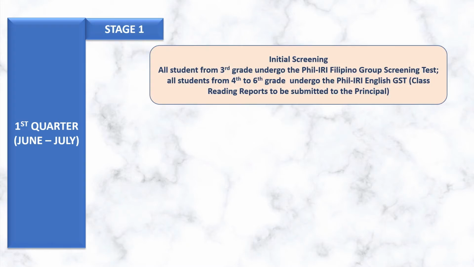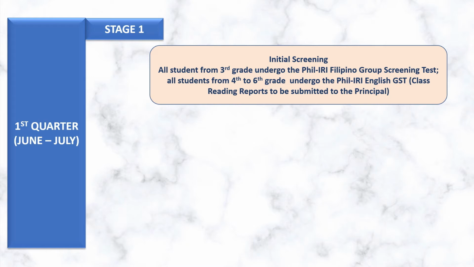The Phil-IRI is administered in 4 stages. The first stage is the initial screening of students using the Phil-IRI group screening test. This is conducted on the first quarter. In initial screening, all students from grade 3 undergo the Phil-IRI Filipino group screening test. All students from grade 4 to grade 6 undergo the Phil-IRI English group screening test.